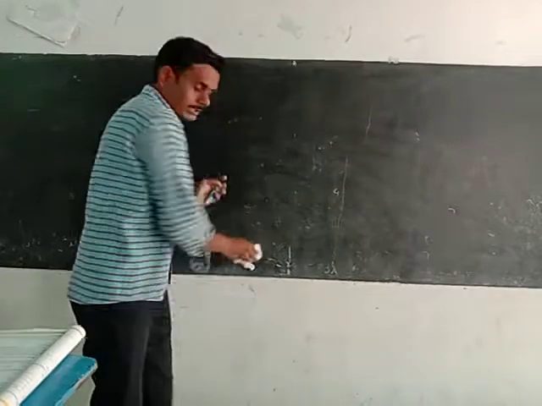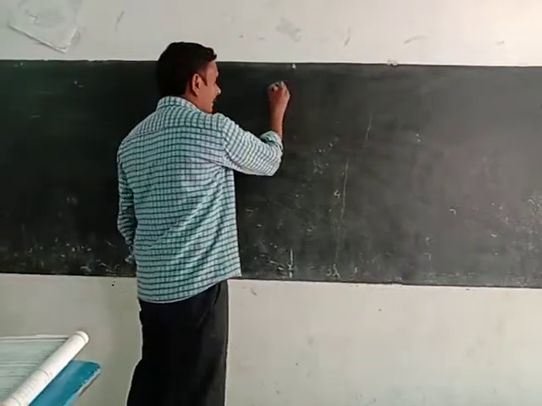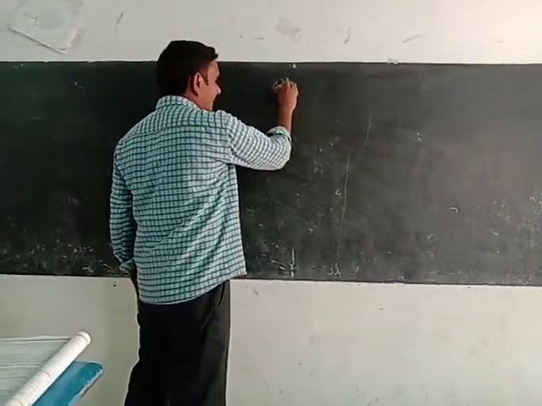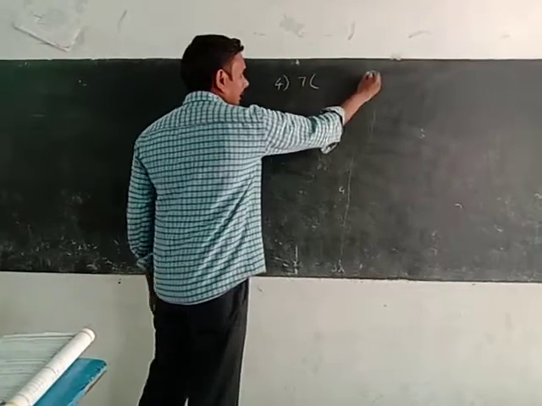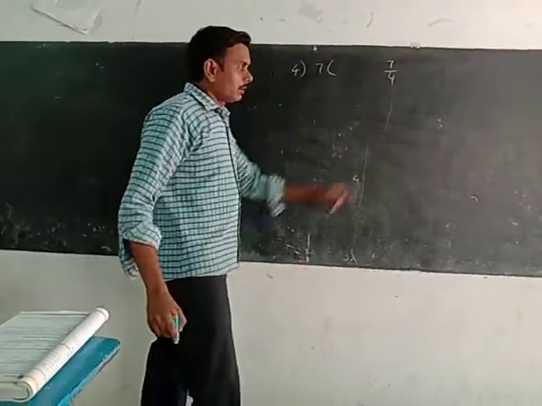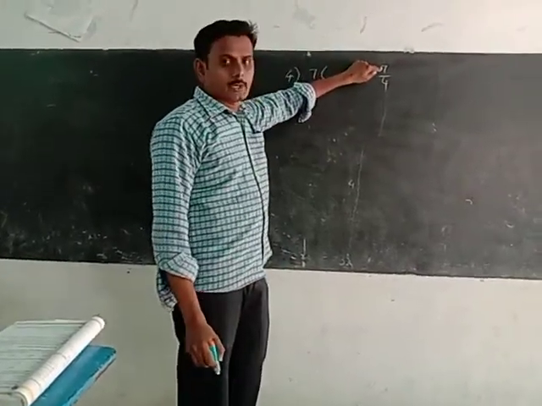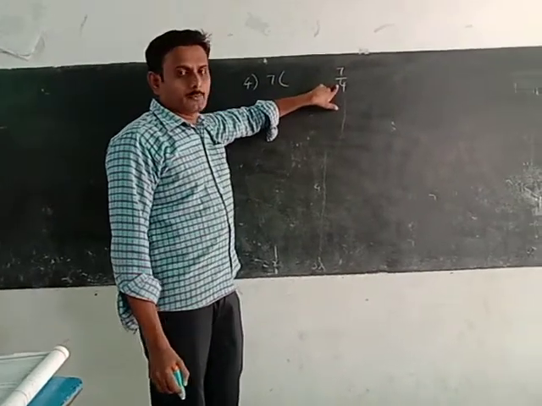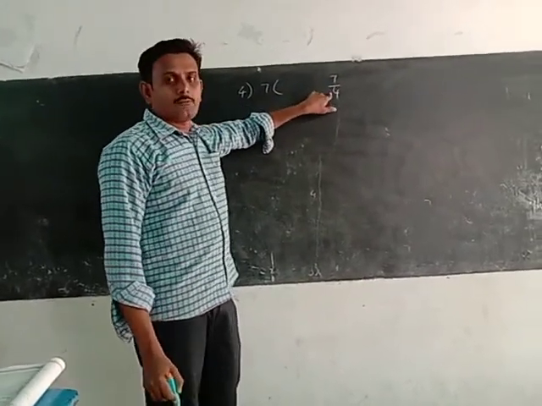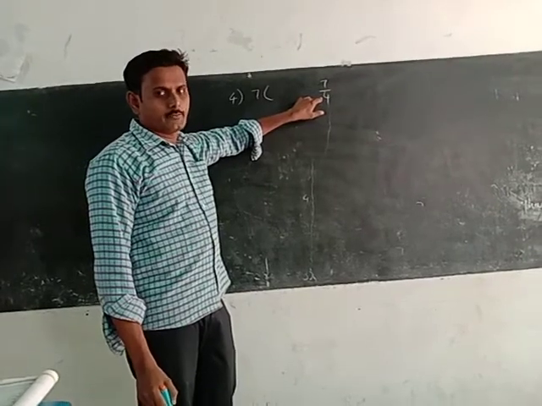For example, we will discuss one example here. I want to divide 7 by 4. 7 is called the numerator part. 4 is called the denominator part. The denominator part is always taken as the divisor.